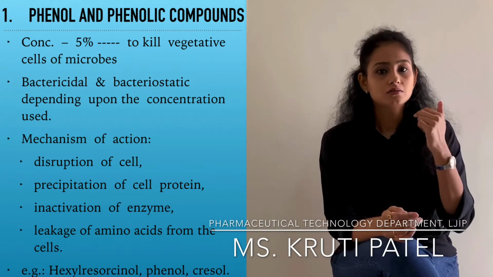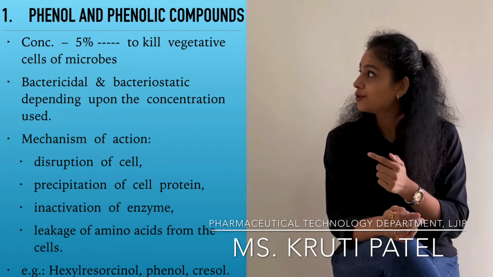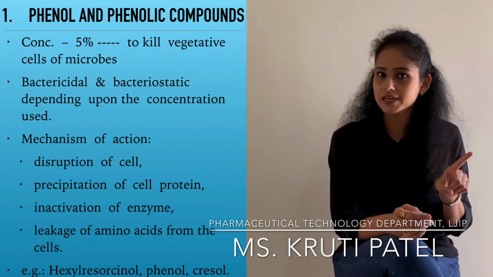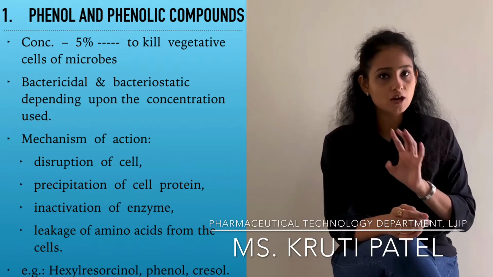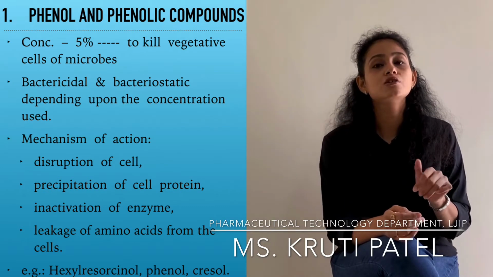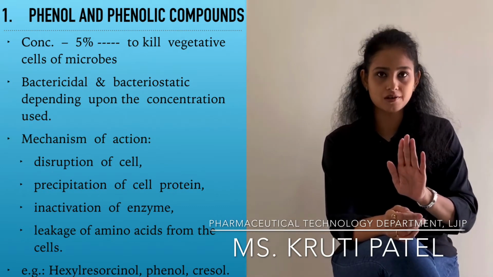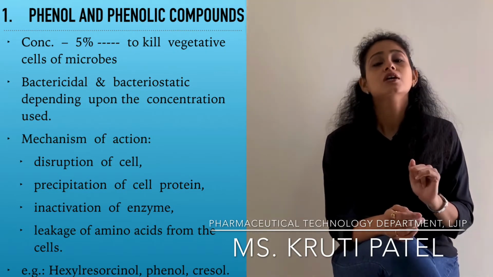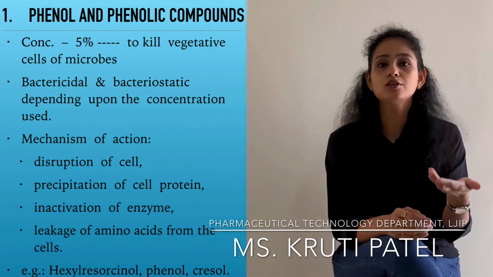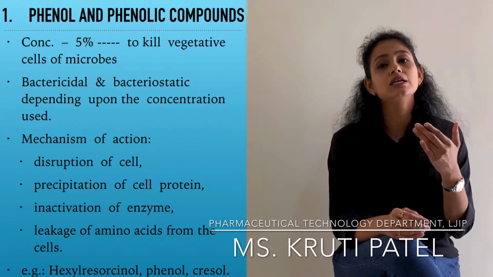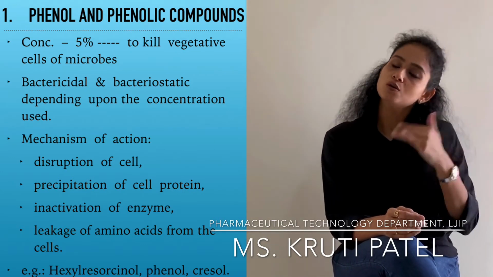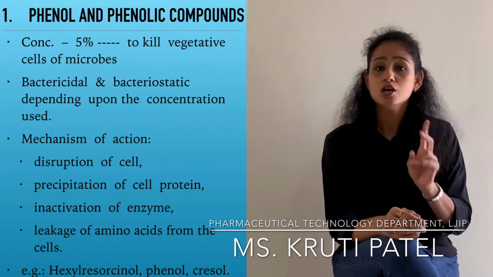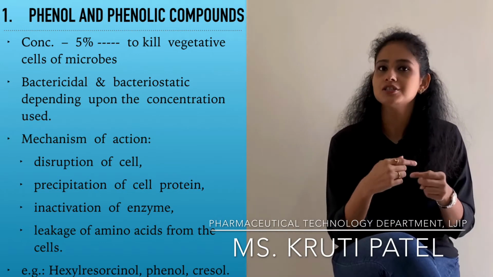Now, this phenol and phenolic compound can be either bactericidal or bacteriostatic depending upon the concentration. What is bactericidal? What is bacteriostatic? I have also explained that. Bacteriostatic means which stops the growth of microorganism, and bactericidal means which kills the microorganism. So if we use a higher concentration, then your compound will act as bactericidal, and if we use a lower concentration, then your compound will act as bacteriostatic. So depending upon concentration, their action might vary.